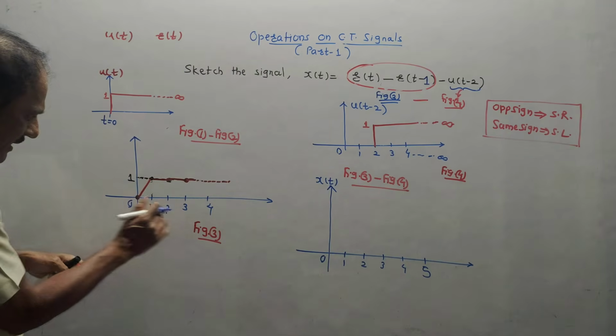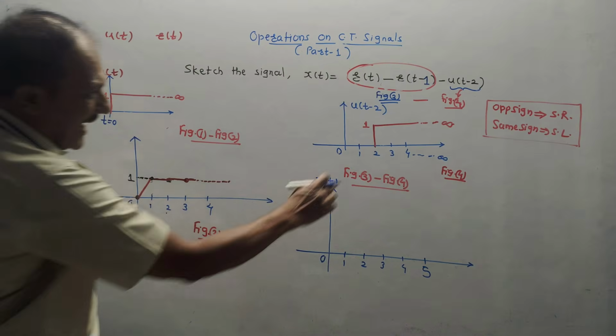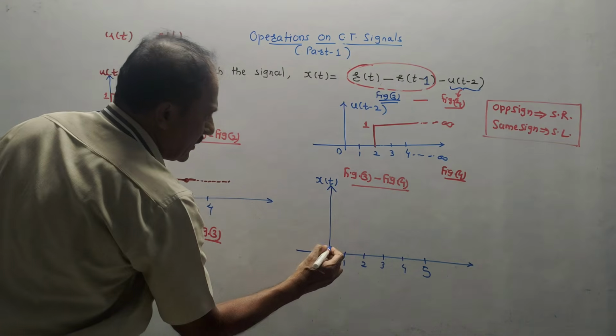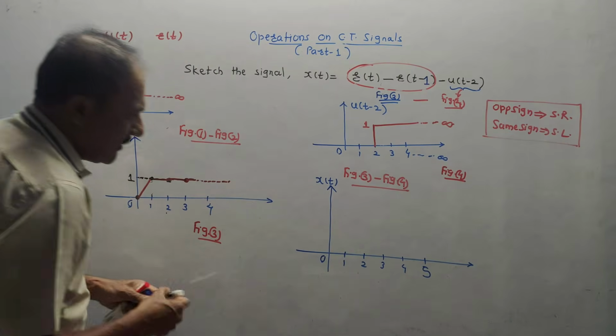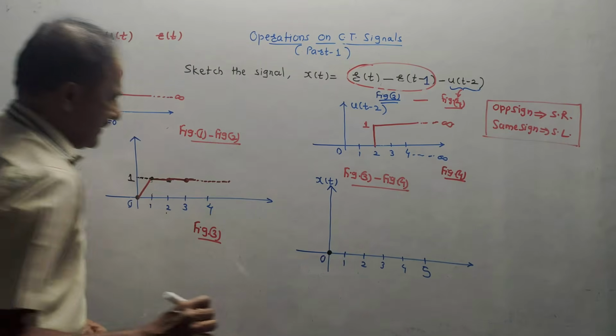Look at figure 3. At 0, amplitude is 0. At 0, this signal is not present. So we have to subtract it. 0 minus 0 becomes 0. So I will mark this point like this.